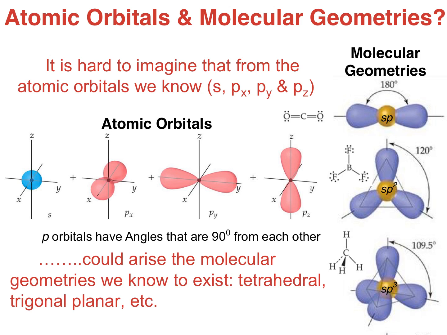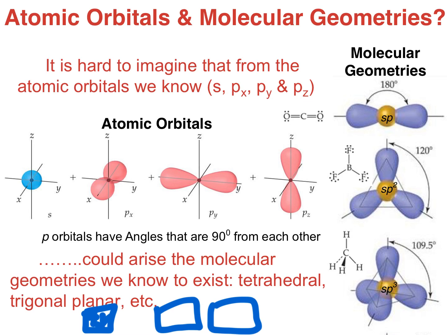It is hard to imagine that from the atomic orbitals we know of, s and our three different p's called x, y, and z, arise the molecular geometries we know to exist, such as tetrahedral and trigonal planar. Tetrahedral requires 4 bonding areas, but if you think of something like carbon, when we draw its orbital diagram, we say there's 2 electrons in the s, and then of my 3 p's, I have 1 here and 1 here. So how on earth is there an overlap for 4 bonds?